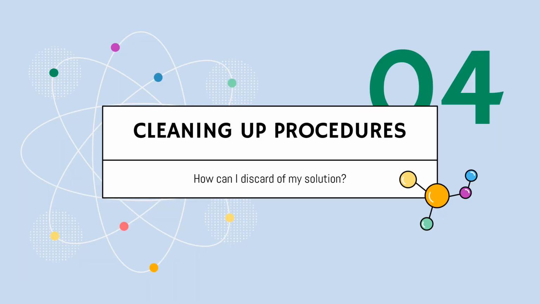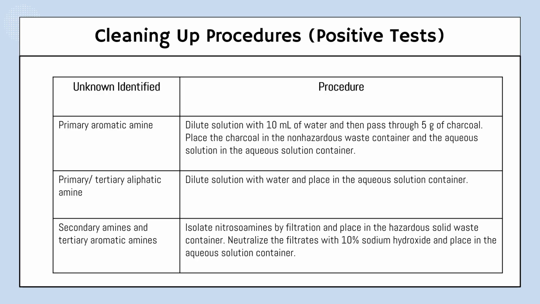Now for some cleaning up procedures. For the primary aromatic amine, we will dilute the solution with 10 milliliters of water and pass it through 5 grams of charcoal. The charcoal should be placed in the non-hazardous waste container and the aqueous solution in the aqueous solution container. Primary and tertiary aliphatic amines will be diluted with water and placed in the aqueous solution container. Secondary amines and tertiary aromatic amines will be isolated by filtration and placed in the hazardous solid waste container. The filtrates will be neutralized with 10% sodium hydroxide and placed in the aqueous solution container.